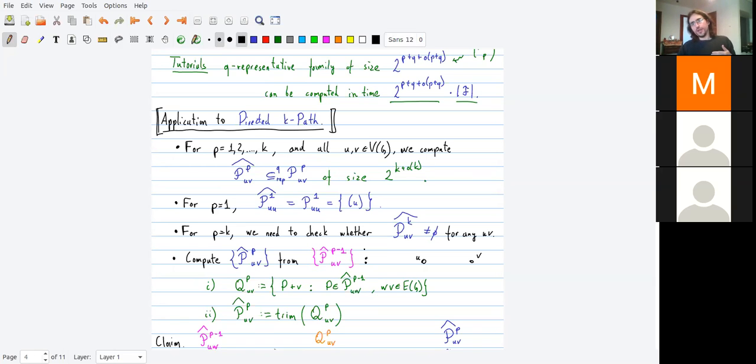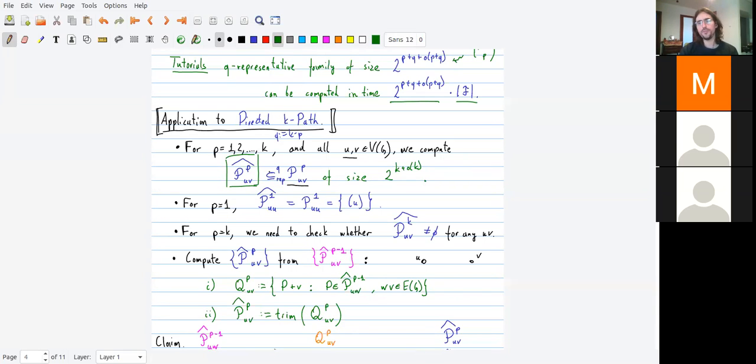So the idea is that we will iterate through all the p's from 1 up to k. I will use q for k minus p, which is the remaining part of the budget for the path. And for every pair of vertices u and v, we have this family of all these possible partial solutions, so all the paths on p vertices between u and v. This is a family that is too large. We cannot store it explicitly. However, we will not be computing this whole family, but we will always find a q-representative subfamily. So this is the object that we will actually compute.